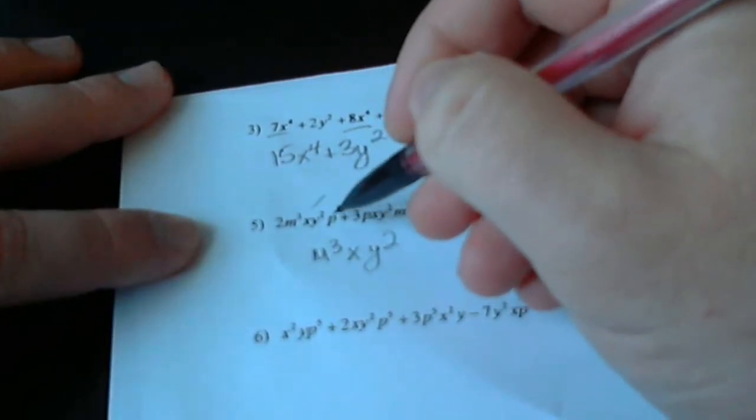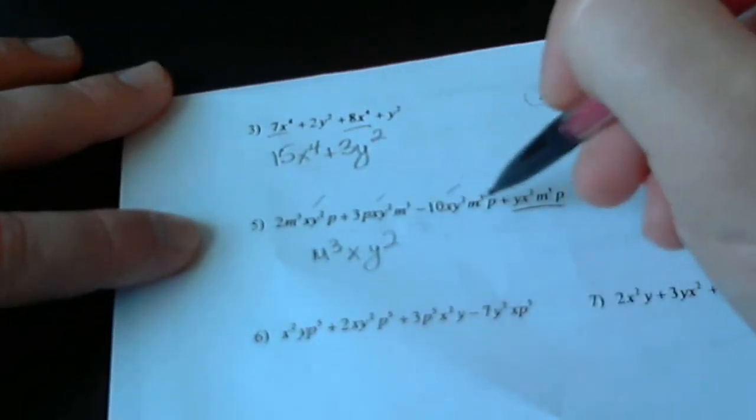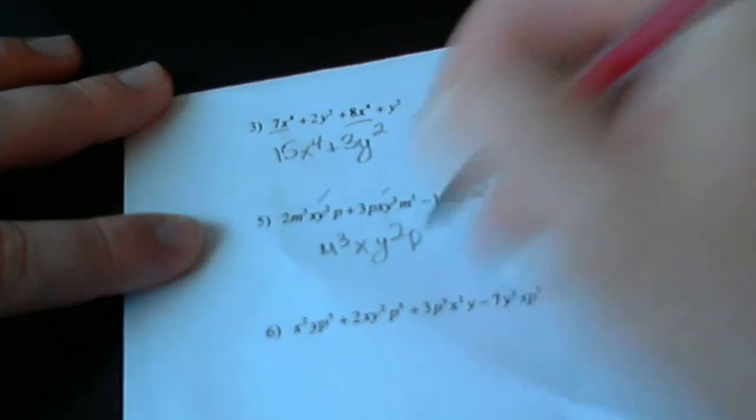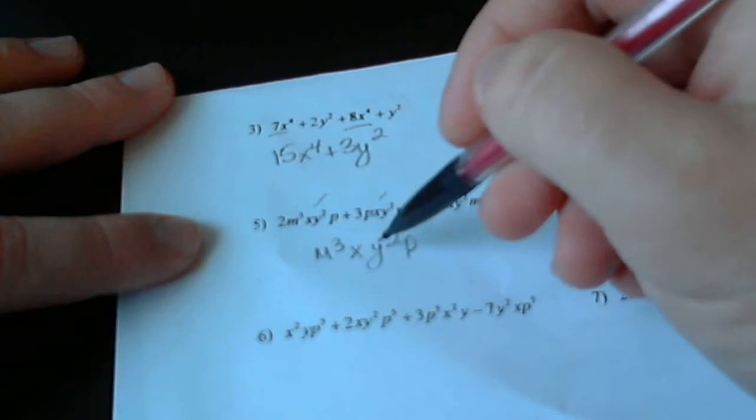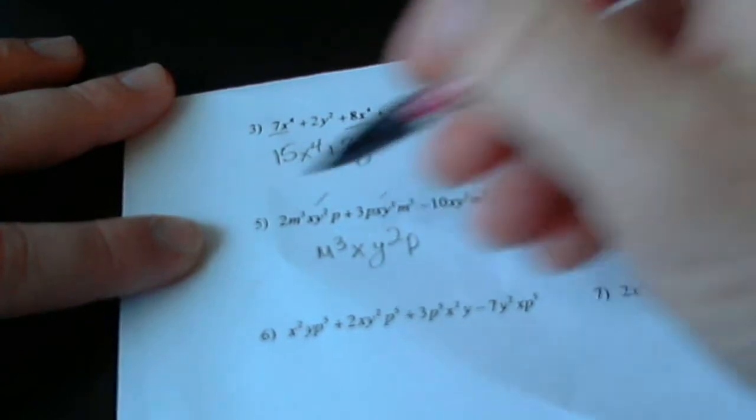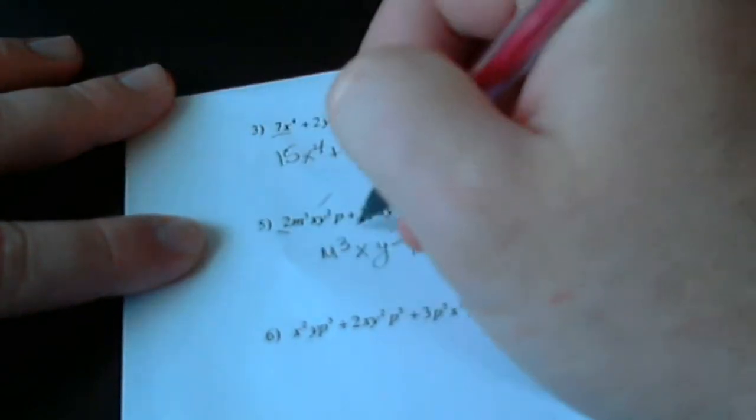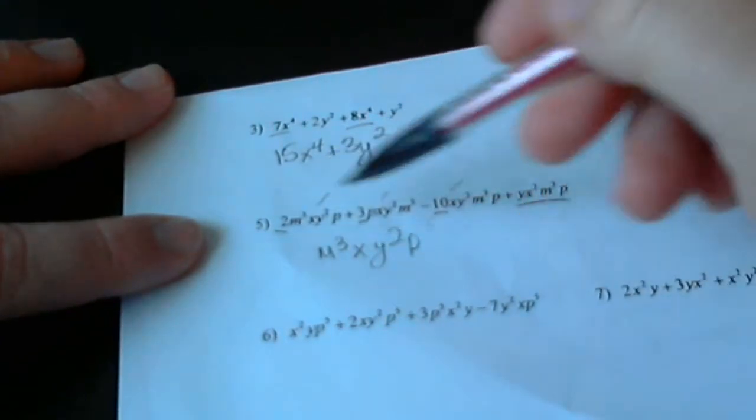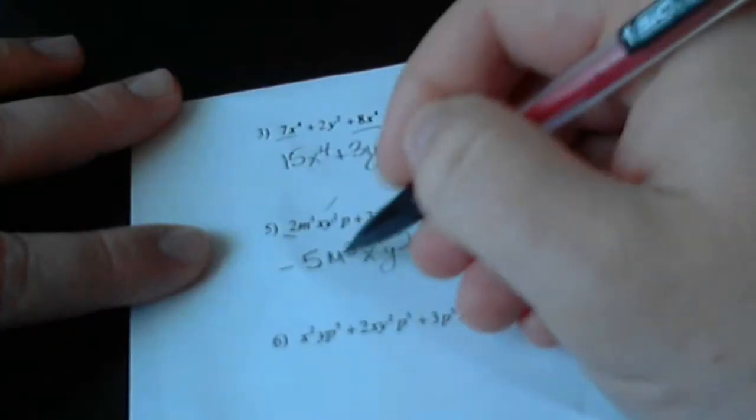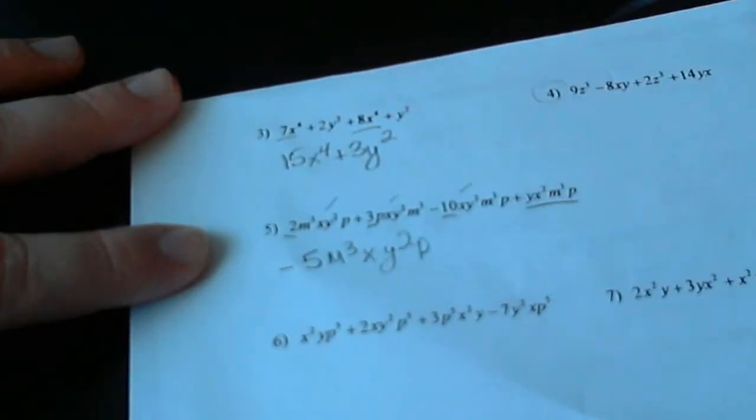Finally, we need to look at the p. Here's a p, there's a p, and there's a p. So our combination of variables that makes these three the same is m cubed xy squared p. We're allowed to add the coefficients on these three terms to simplify. 2 plus 3 is 5, minus 10 is negative 5, m cubed xy squared p.